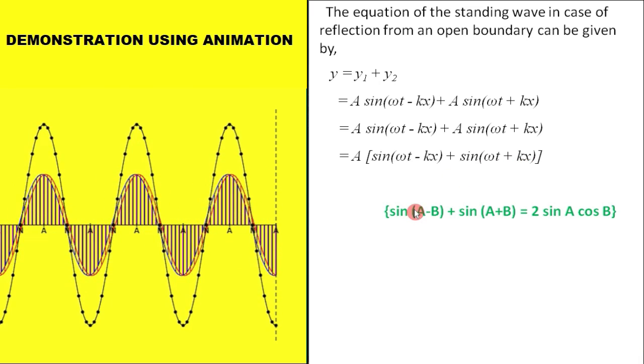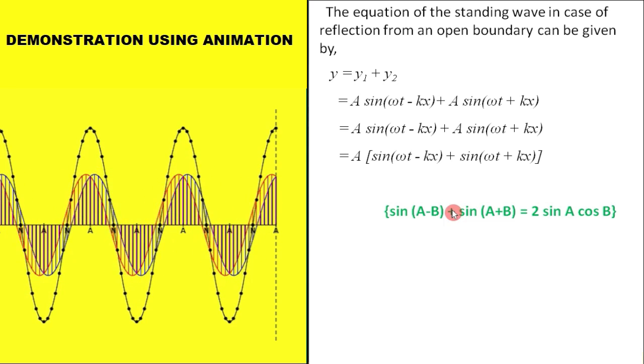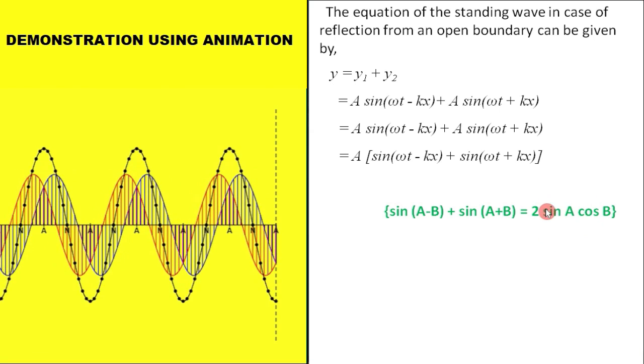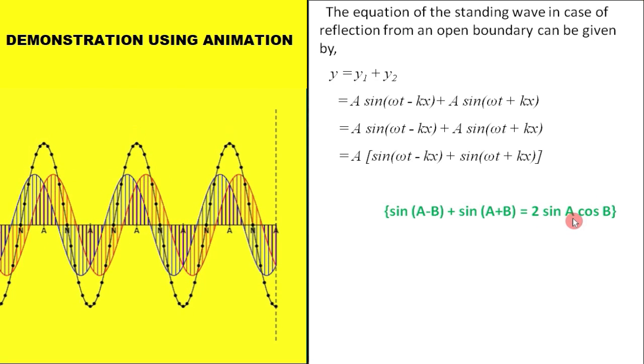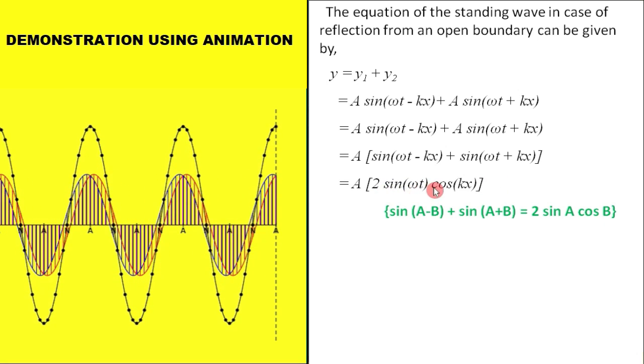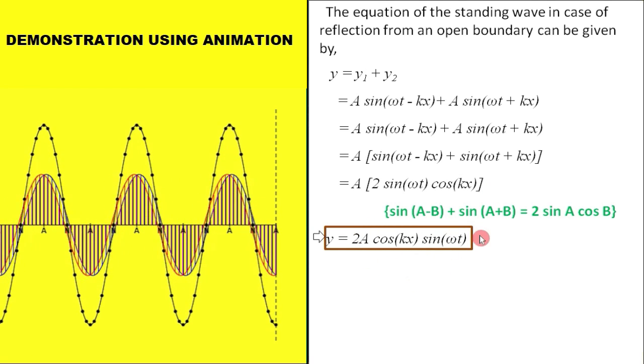But here what are we getting? Sin(a minus b) plus sin(a plus b). There it was minus, and accordingly this equation will change. What will you get here? You will get 2 sin a into cos b. So what will be the next step? This is 2 sin omega t into cos kx. So the equation will be like this, and this is the standing wave equation.